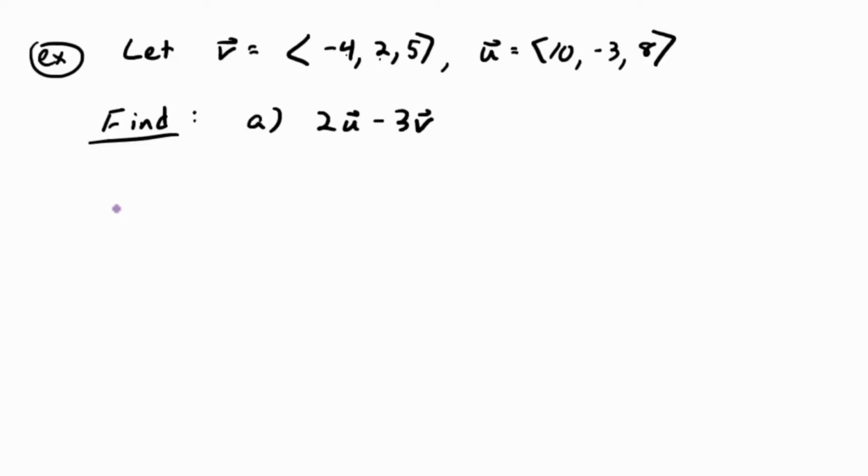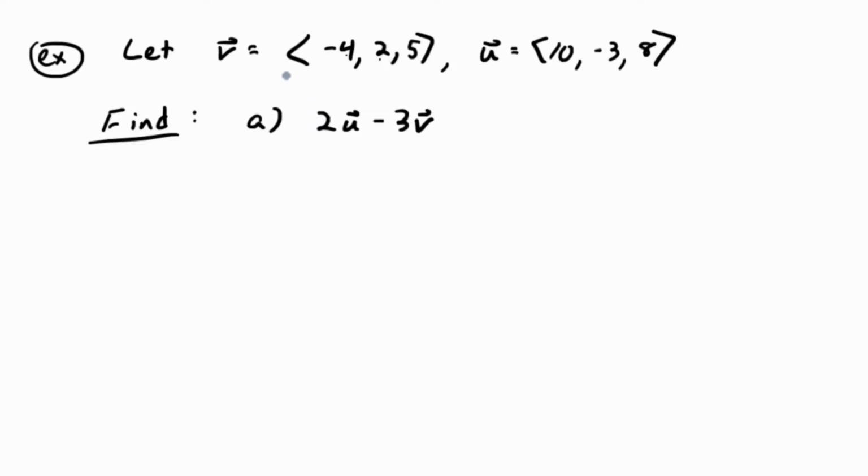So we're going to let v in component form be the vector -4, 2, 5. U in component form is 10, -3, 8. Let's find 2u minus 3v. Which operation do you do first? Multiplication or subtraction? Okay, so multiply.